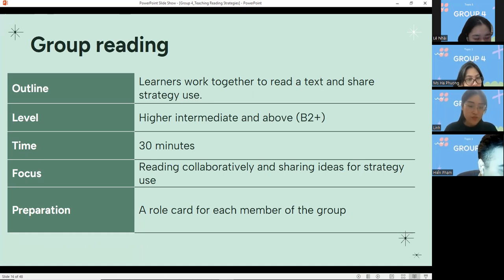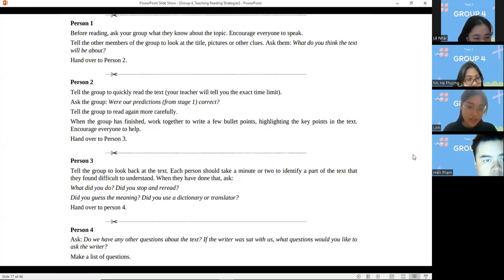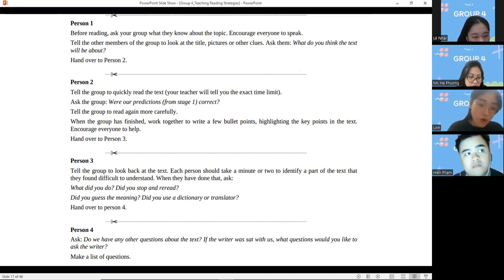So to conduct this strategy, we need to prepare. Yes, this is a sample card that we can use to divide the task for each learner. About 4 students in one group, and each student has the task to work independently, and then they can compare and work together. So in detail, to conduct this strategy, we need to follow these steps.